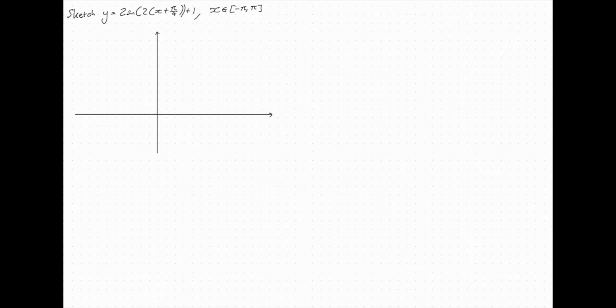Hi all. Basically, I want to go through an example of how to sketch a sine or cosine graph with transformations. In this case, we have a sine graph with some transformations, and we're trying to graph it from minus pi to pi. This will be a bit of a longer video than the one before, but I just want to go through an example of how we go about this.